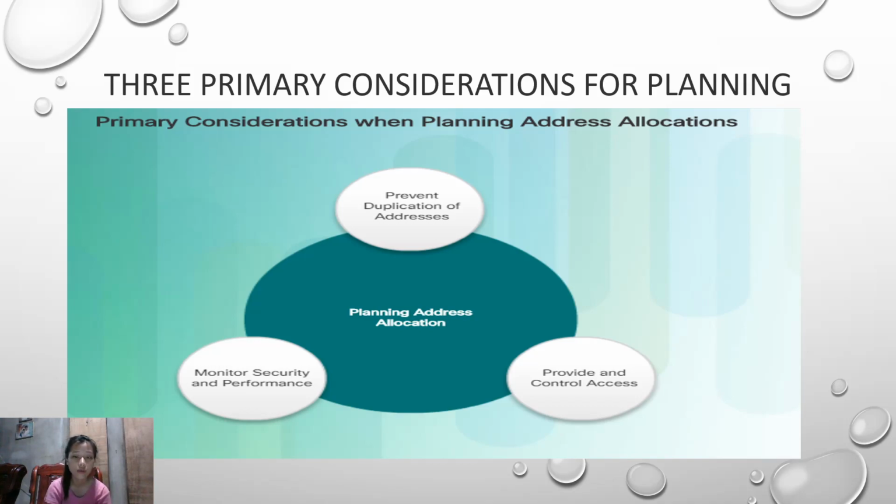The other one is providing and controlling access. It refers to the fact that some hosts, such as servers, provide resources to internal hosts as well as to external hosts. The layer 3 address assigned to a server can be used to control access to that server. If, however, the address is randomly assigned and not well documented, controlling access is more difficult.